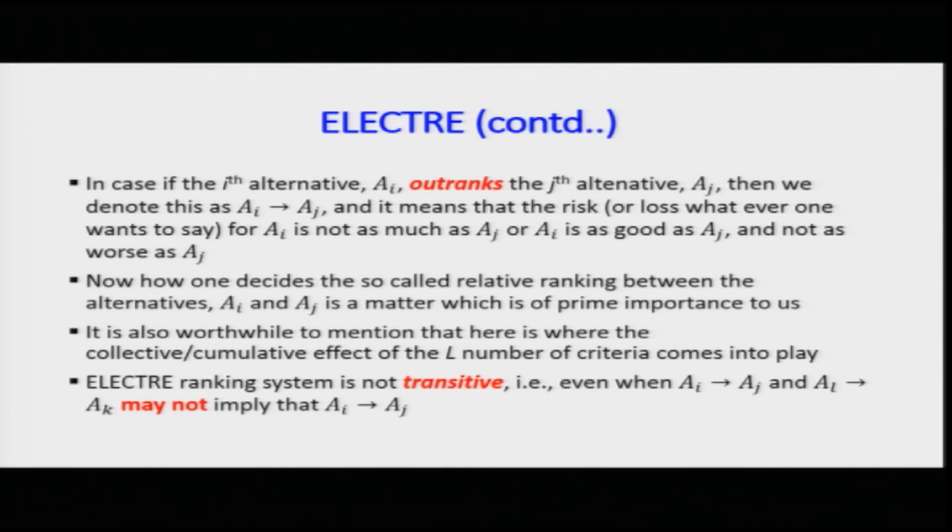Now, how does the process work? In case the ith alternative, now I am considering the alternatives not the criteria. So, if the ith alternative A_i outranks the jth alternative A_j, then we say that A_i is better than A_j. Now, the question may come that if there is only one criterion, then it is very easy. I only consider one criterion, find out A_i is better than A_j and my job is finished.